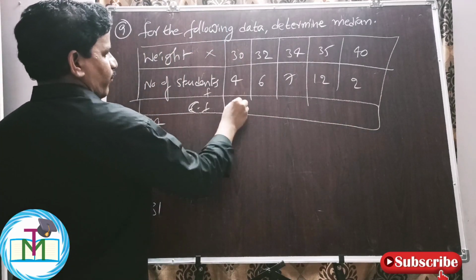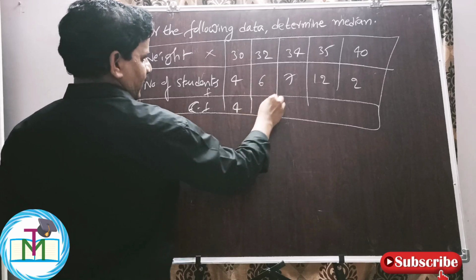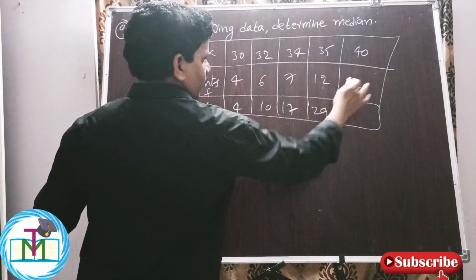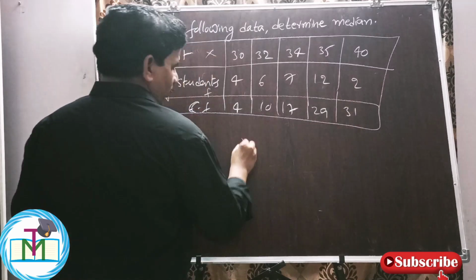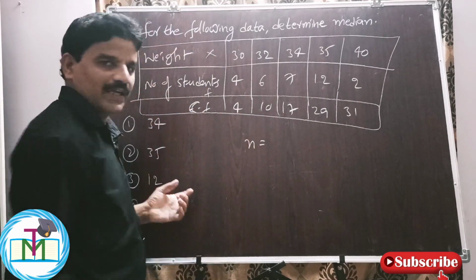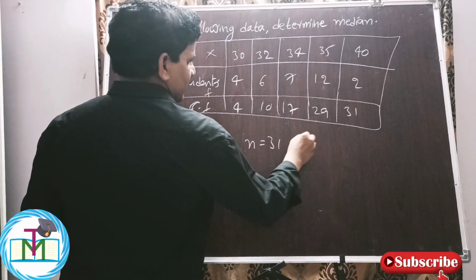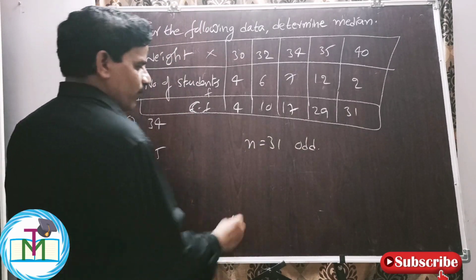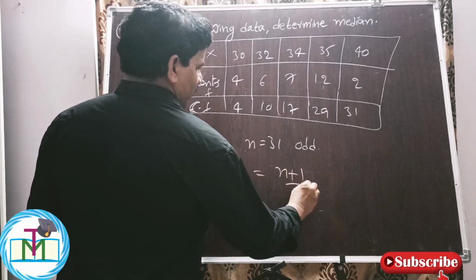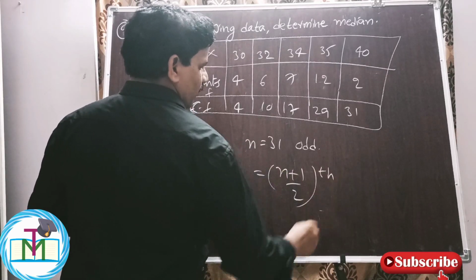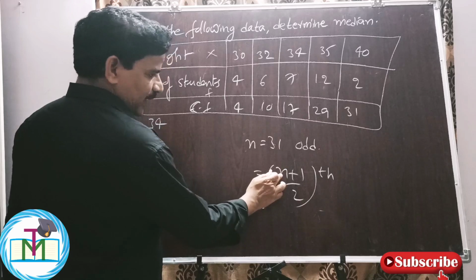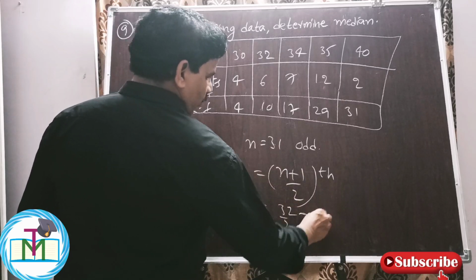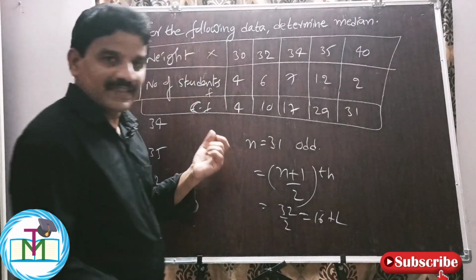Cumulative frequency: 4 plus 6 is 10, 10 plus 7 is 17, 17 plus 12 is 29, 29 plus 2 is 31. So here number of students n is equal to what? 31, which is odd. Whenever odd, the median value is the n plus 1 by 2th term value. So n is equal to 31, 31 plus 1 is 32, 32 by 2 is equal to what? 16th term.